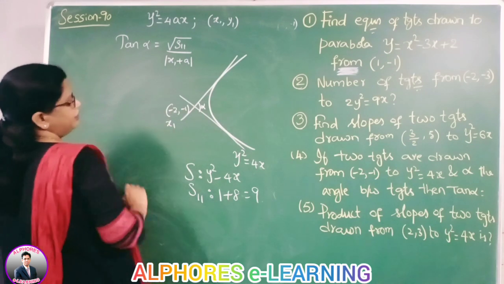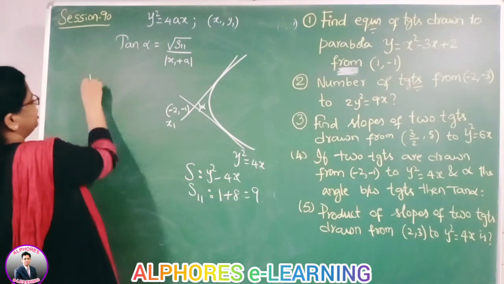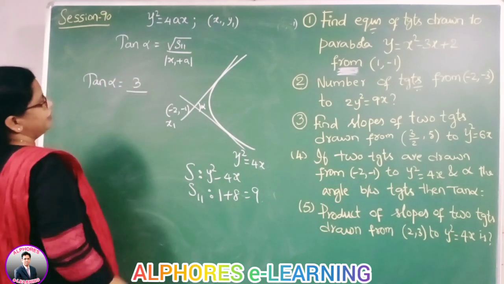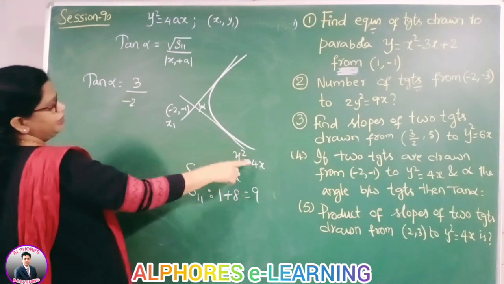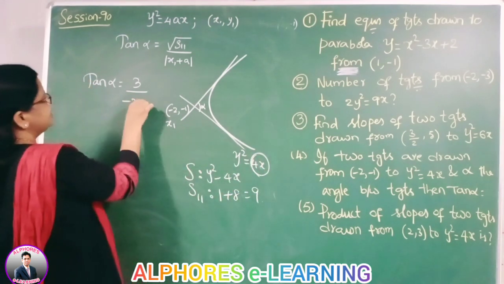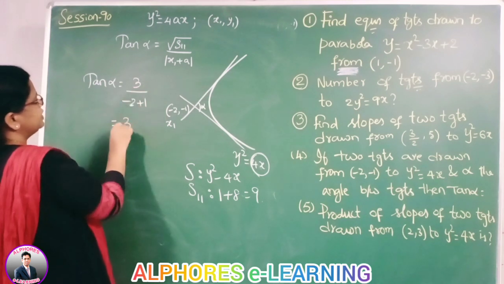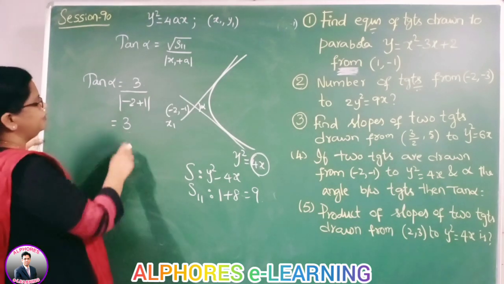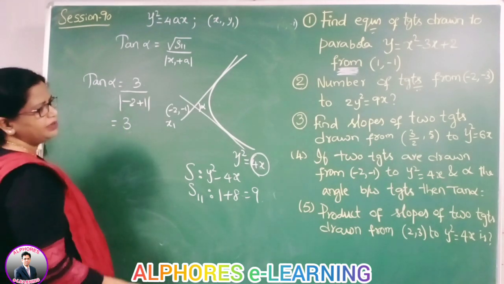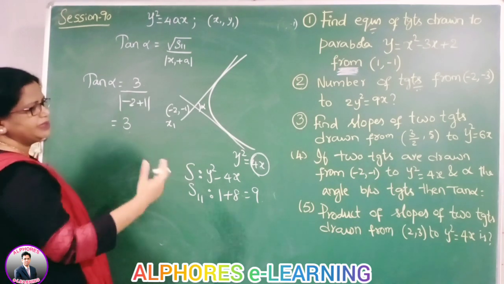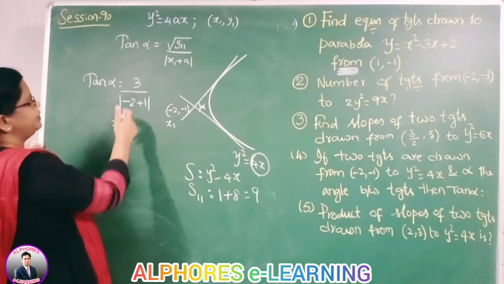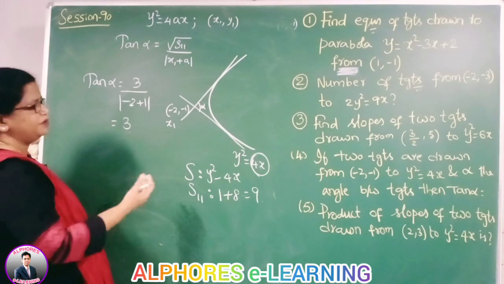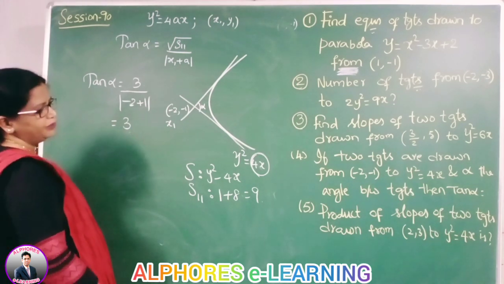So a equal to 1 in this problem. Let us substitute: tan alpha equal to numerator root S11, that is 3, divided by x1 plus a, that is -2 plus 1. So the answer is, taking the mod value, 3. If they ask about an acute angle, then we take 3. If they do not mention it, then we can write plus or minus. If alpha is acute it is 3, and if alpha is obtuse, the answer is -3.